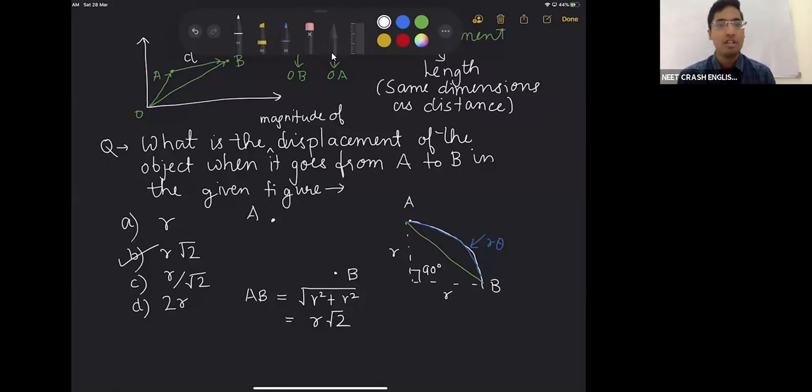Okay. So this is the basic idea of displacement that you need to understand. Whenever you move from one place to another, when there is a difference in position, you have to join the initial position and the final position with a straight line, and that will give you the value of displacement. Okay, so I hope this question was clear.